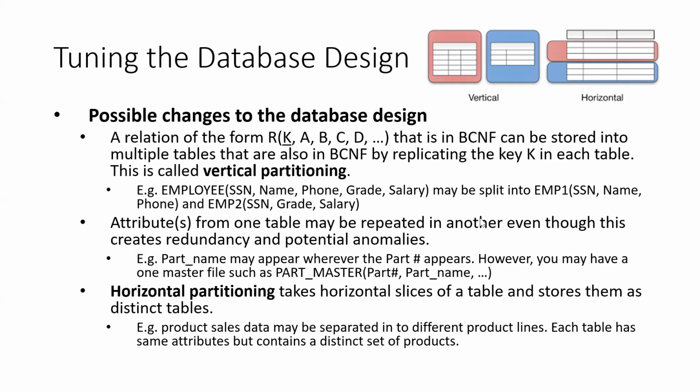One example could be to use social security number, name, and phone in one table, and grade and salary in another table, because you don't need this data together. Often you access only one of these in your query. So you can save quite a lot of processing time by vertically partitioning your database table.